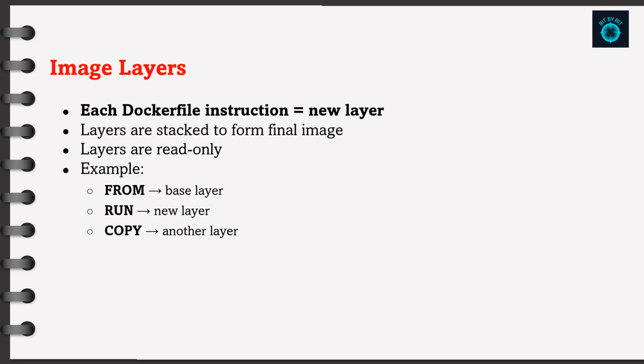Also, remember that layers are read-only. Once created, they don't change. When a container runs, Docker adds a thin writable layer on top of the image layers so the container can create or change files. Understanding layers is important because it explains why builds sometimes feel slow and why Docker caching helps.